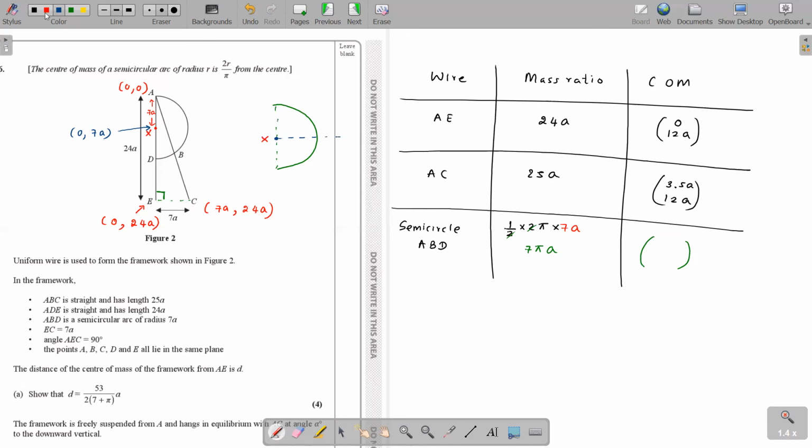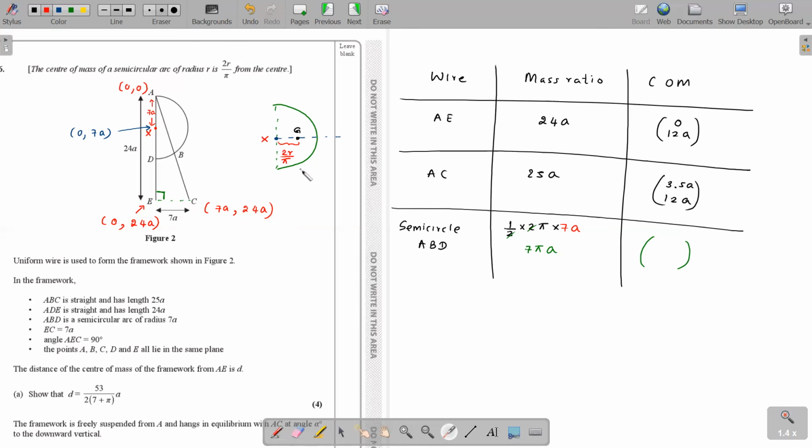2r over pi is the distance where you get the center of mass of the semicircular arc. So that gives me only the x coordinate. The 2r over pi should give me the x coordinate. Do you get what I'm trying to tell you? 2r over pi is this xg, the x distance along the line of the axis of symmetry of the semicircular arc.